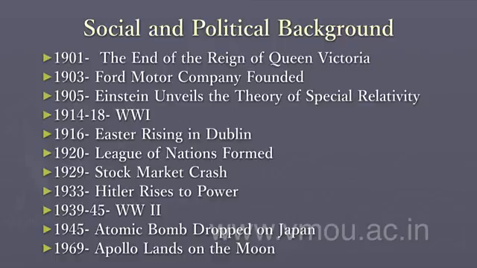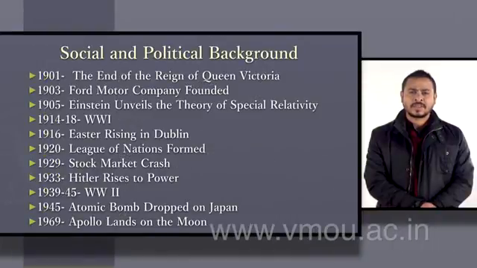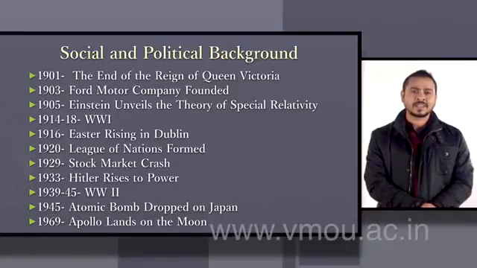And then Britain was going through certain internal disturbances like the Easter Rising in Dublin, and then we find a great effort by humanity in the form of the establishment of the League of Nations. Again, Hitler comes to power, then there is a Second World War, atomic bombs are dropped on Japan, and then again there is hope in the form of Apollo landing on the moon. But did they give any kind of certainty to us?